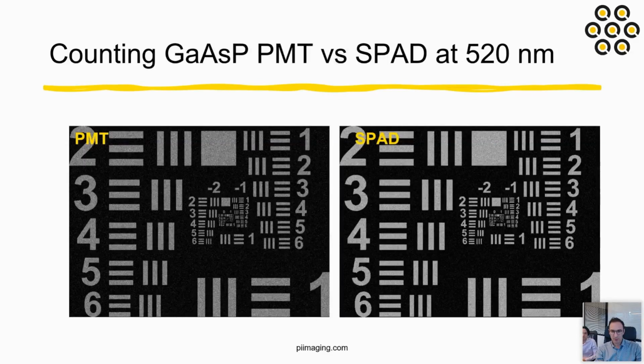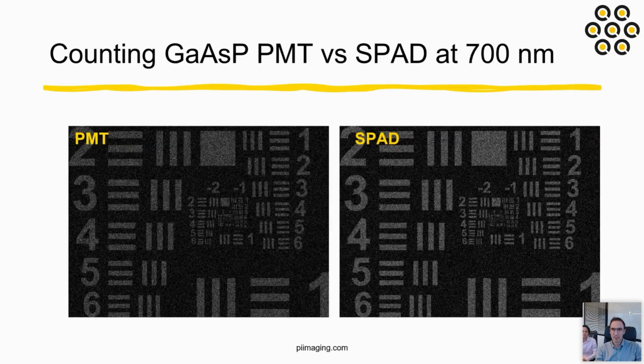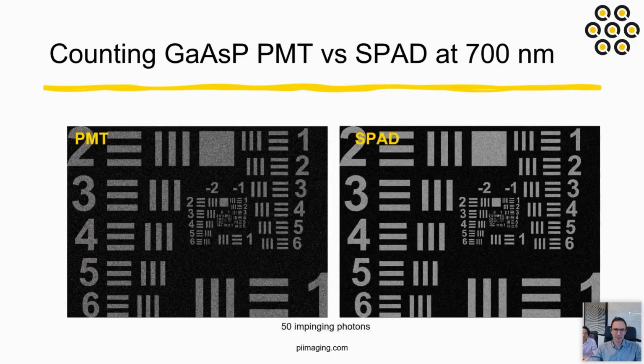Again, you can see a similar comparison at 50 impinging photons, and then we are switching to 700 nanometers illumination, which is really the edge where PMTs still make sense, specifically in this case, the gas PMTs. Their sensitivity drops significantly after 700 nanometers and diminishes to 0 almost afterwards. In contrast to SPADs, which have extremely good sensitivity all the way to 950 nanometers.